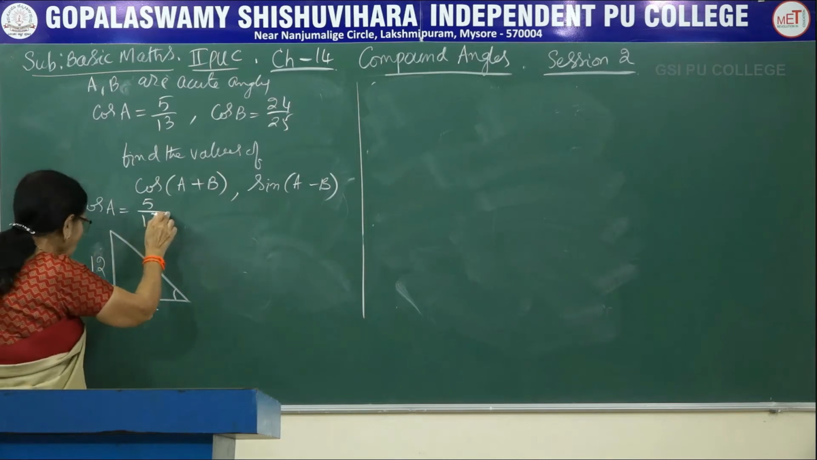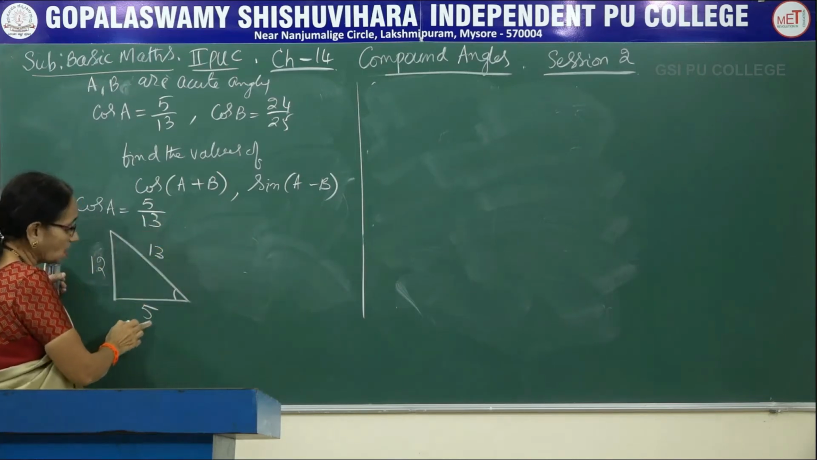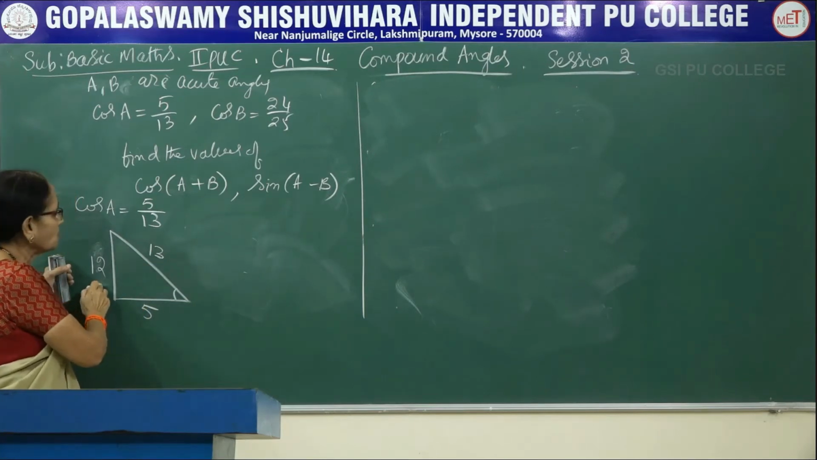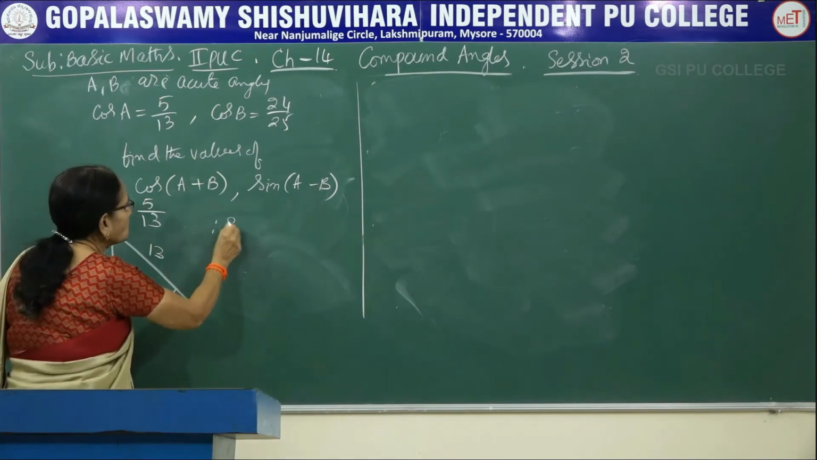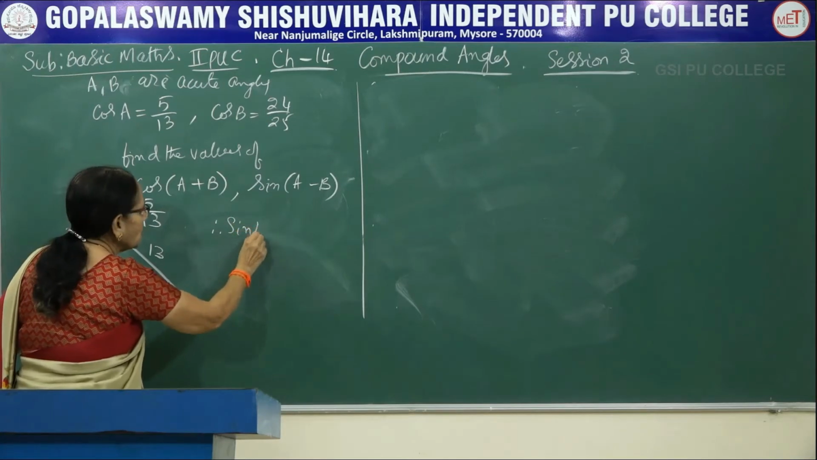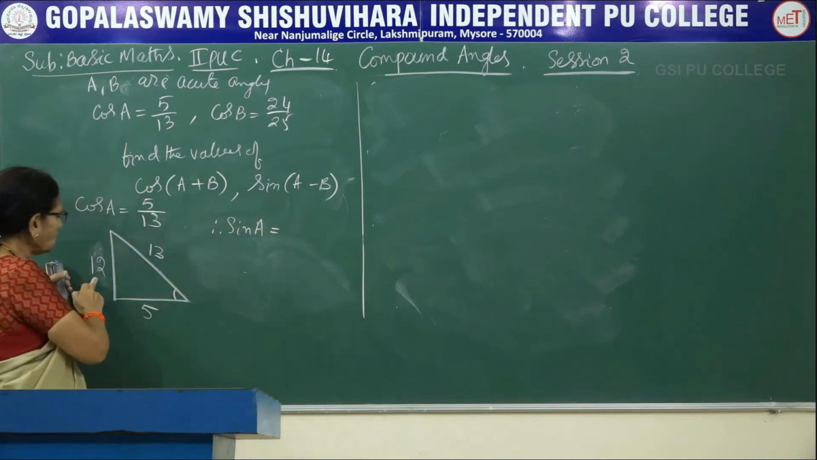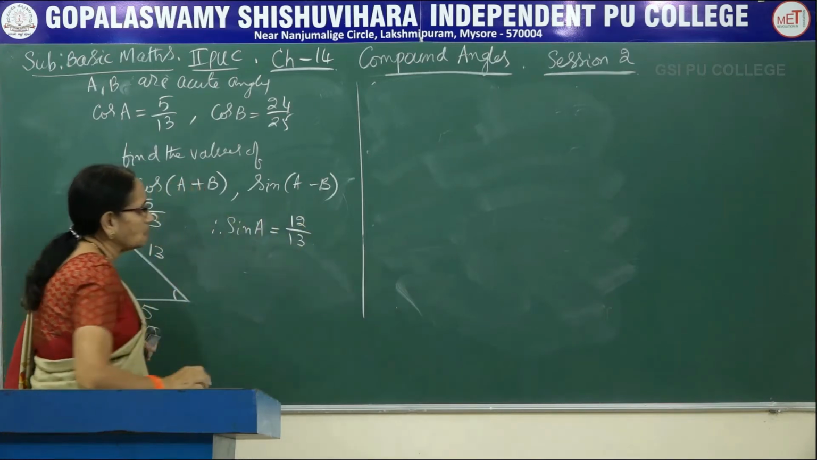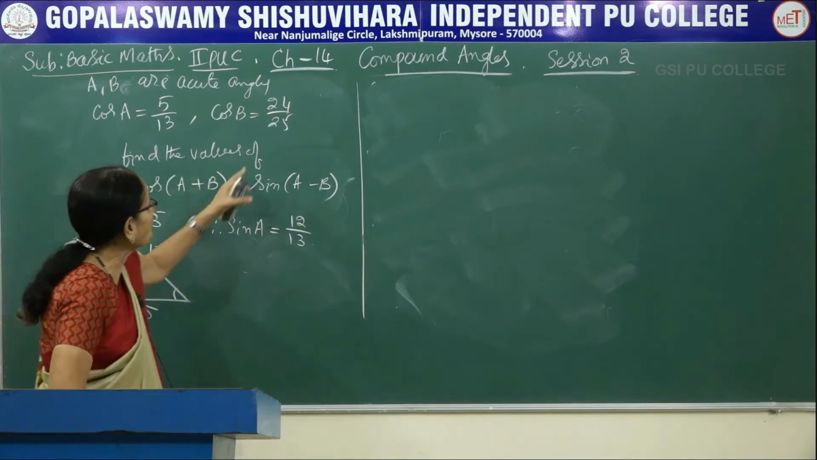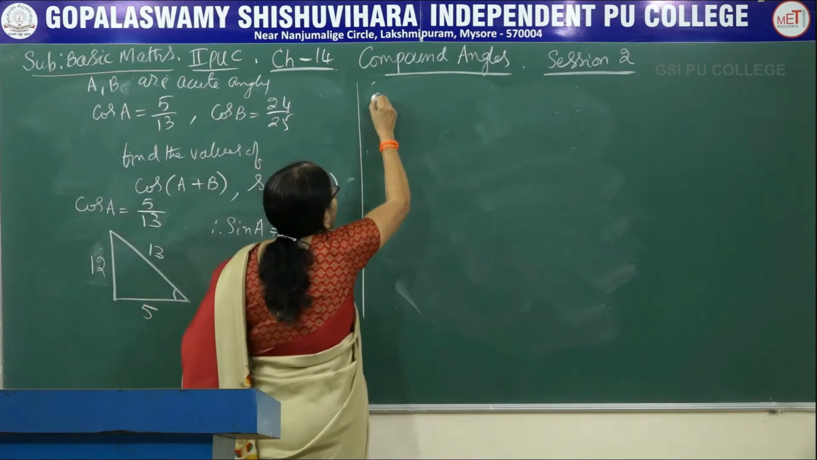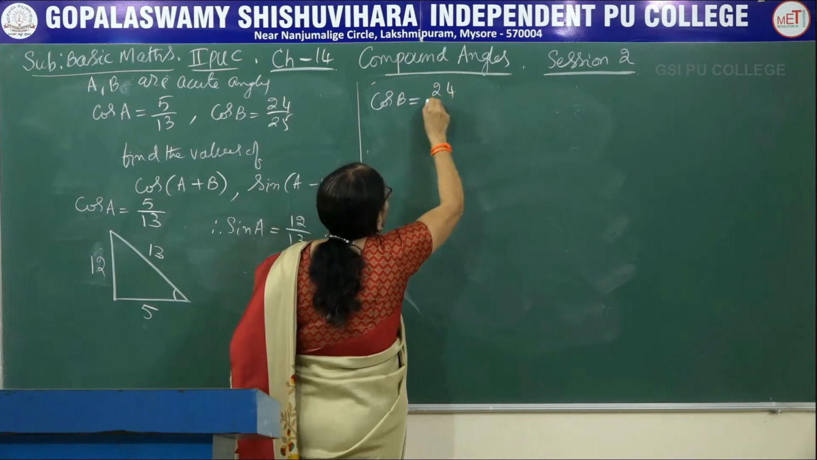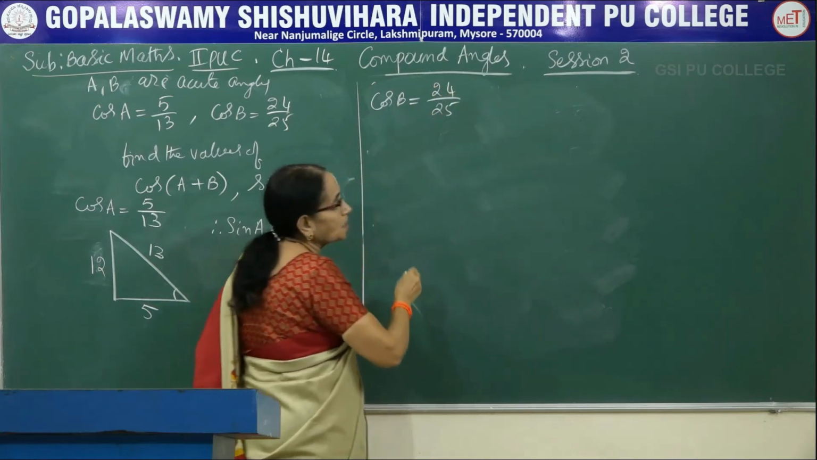So cos A is 5 by 13. I have written adjacent 5, hypotenuse 13, opposite side becomes 12. Therefore, let me calculate sin A. Cos A has been given. Sin A means opposite over the hypotenuse. So 12 by 13. One is over. Now let us come to the next data. What is the other one that is given? Cos B is 24 by 25.